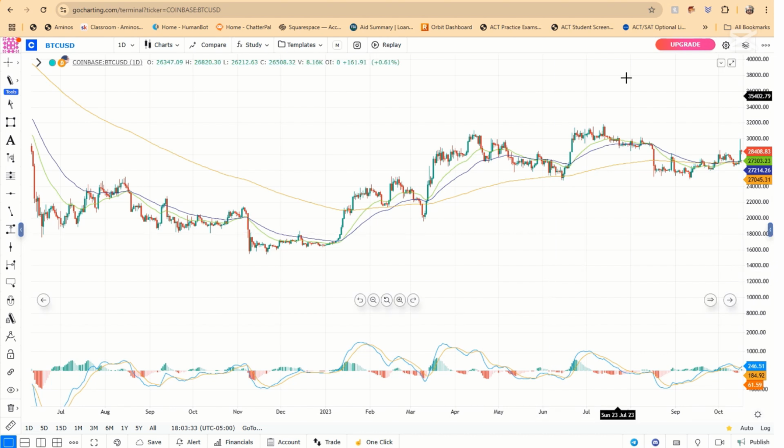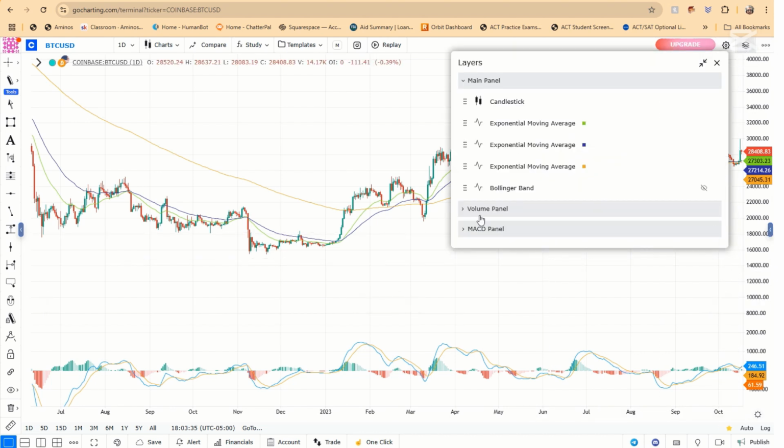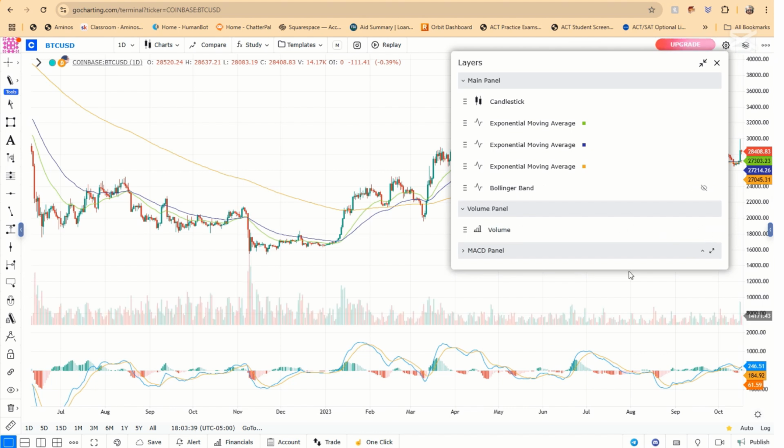All right, so let's go back over here to our layer. Look at volume. Let's click on volume real quick.